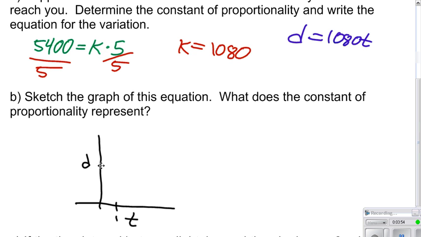So for 1, we'll put 1,080, and then we'll go up another and double that to 2,160. And for time, we'll go over to 2. So at 0, 0, then 1, 1,080, and 2, 2,160. So our sketch is something like that. What does the constant represent? That's basically slope. It's how many feet per second in this case.